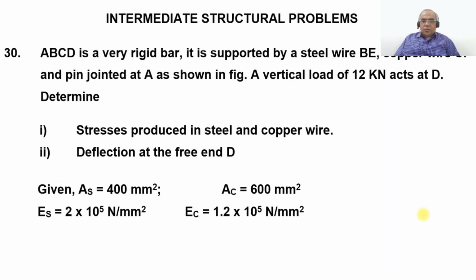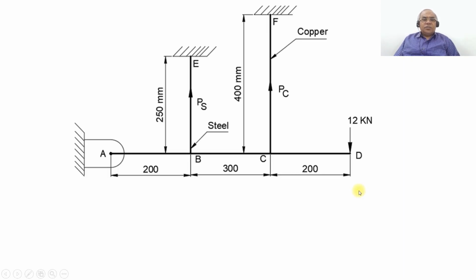Now, we'll continue with the figure, which has one end fixed here, wherein you have the steel wire having the length of 250 mm and copper wire having 400 mm, placed at a distance of 200 mm from the A, and also the copper wire is at 500 mm from the point A, and the load of 20 kilonewton is acting at the point D, which is at 200 mm from the copper wire.